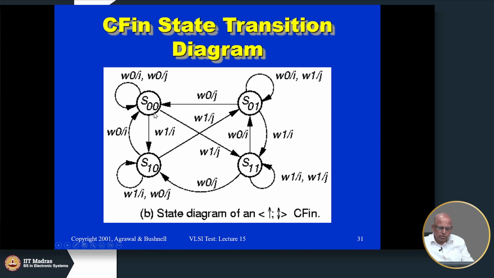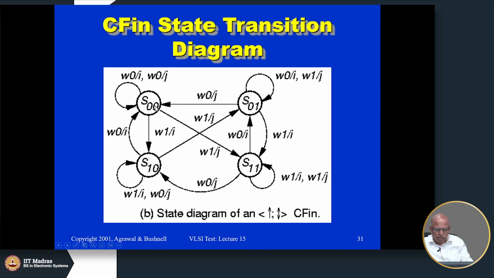If I was in state 0, if I write a 0, I will stay in the same state. If I write a 0 in j, we are in the same state, right. If I write a 1 in I, I go to this state. If I write a 1 in j, I go to this state. So far, so good. So, if j is going from 0 to 1, okay.